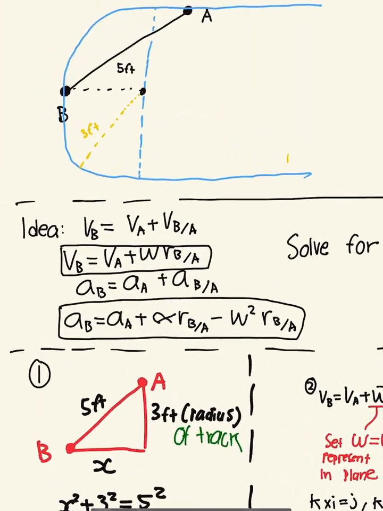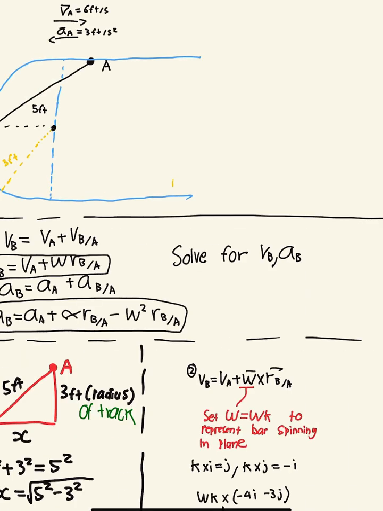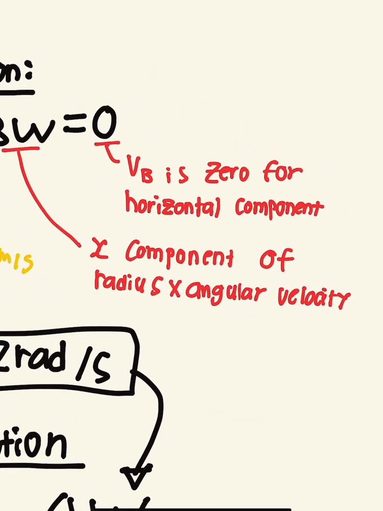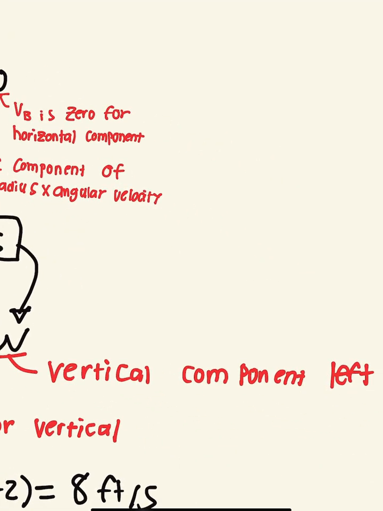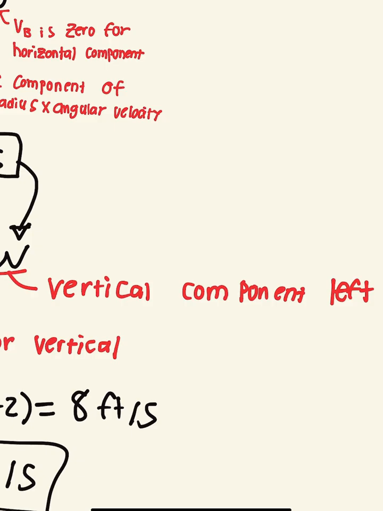Now, the x component of the velocity is going to be 0 because at this point there is only a vertical motion. So 6 plus 3w, both are x component, is equal to 0. And isolating for angular velocity, we found out to be negative 2 radian per second.